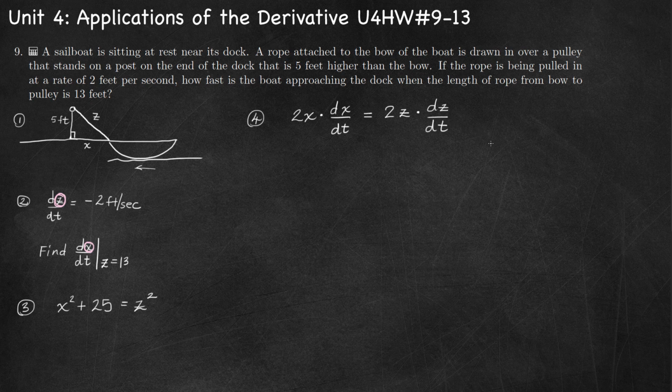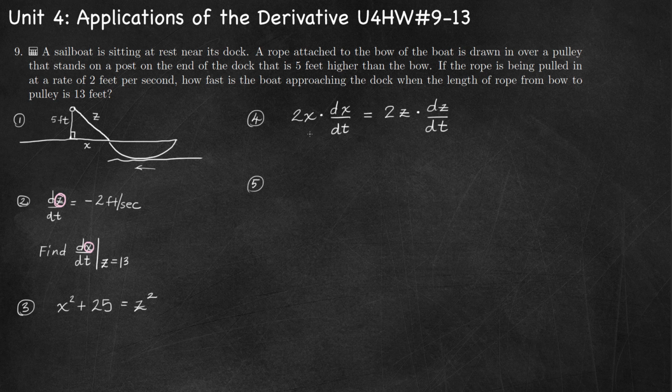Okay, so that was step 4. We've taken the derivative of our equation using implicit differentiation. And now we're going to substitute in all of our known values and solve for our unknown. Our unknown that we're looking for is the dx dt. So we should be able to substitute in values for everything else besides the dx dt.